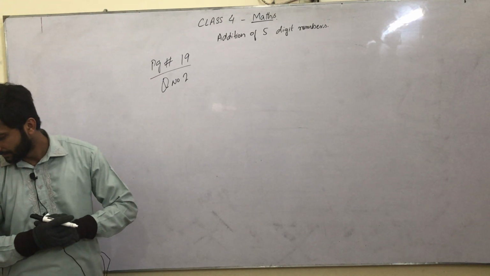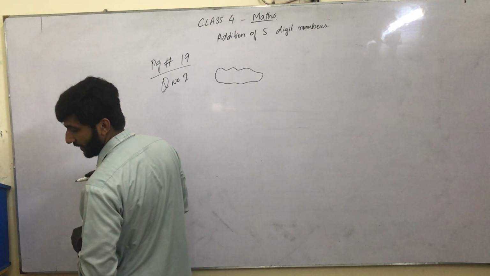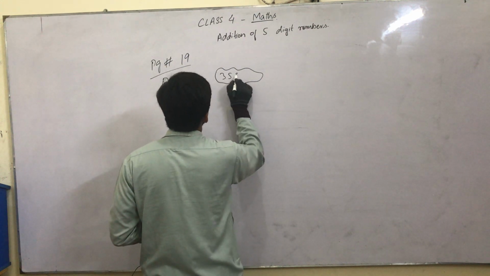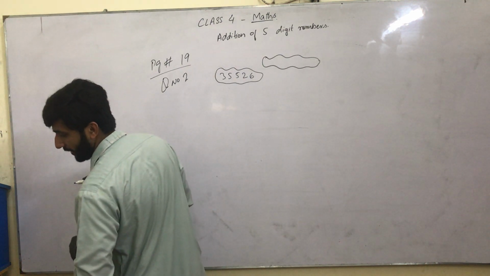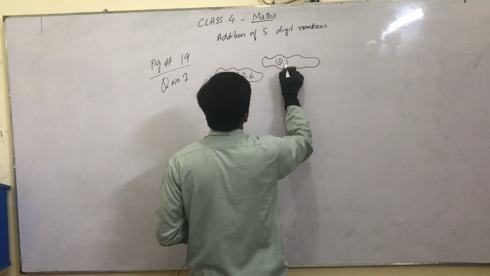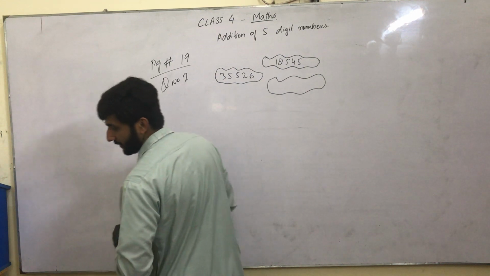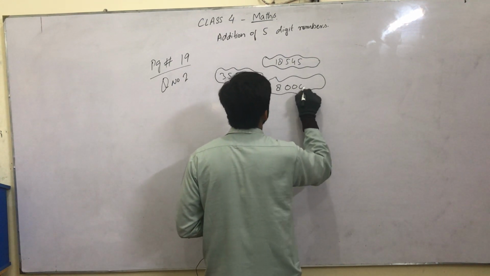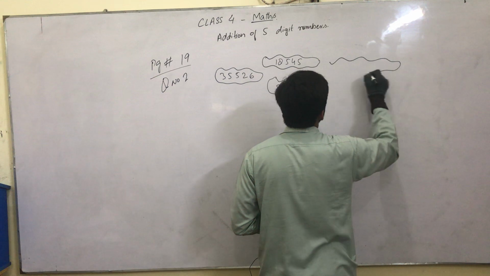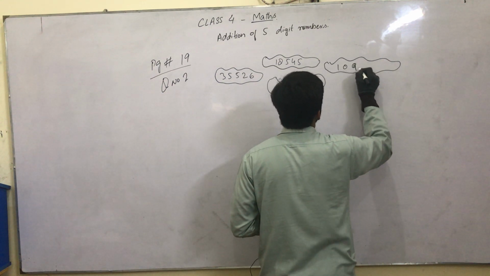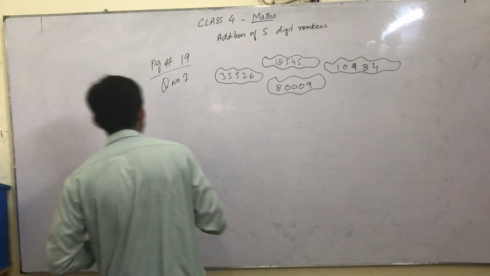Different numbers are given. The first number is 35526, then 18545, then 80009, then 10984, and the last one is 45928.